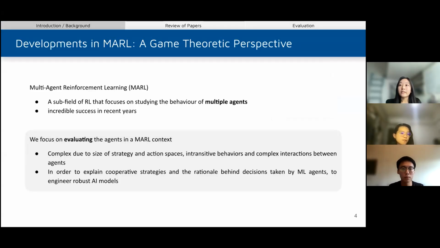Multi-agent reinforcement learning, or MARL in short, has found incredible success in strategy games in recent years, and is becoming increasingly relevant in solving real-world problems. In our paper, we focus on evaluating the agents in an MARL context. In a complex environment, we can leverage upon game theory to explain cooperative strategies and the rationale behind decisions taken by ML agents. This is especially important in many applications of MARL that require ethical and responsible artificial intelligence.